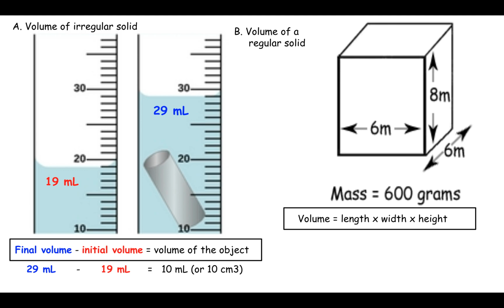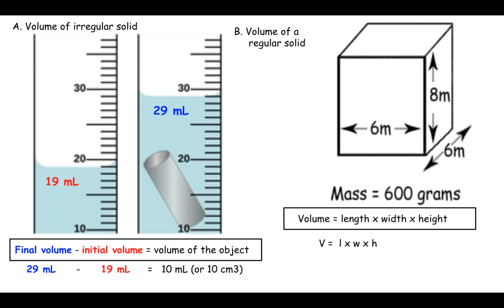With something like this cube over here, or I guess it's more of a rectangular prism because one side is a little different, you have the formula volume equals length times width times height, which you may have learned in math class already, but it's also used in science. In this case, we're measuring in meters. So we have three sides: 6 meters, 6 meters, and 8 meters. All you do is substitute those numbers into the equation.